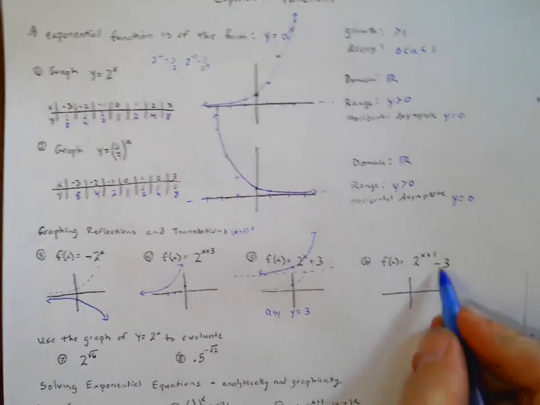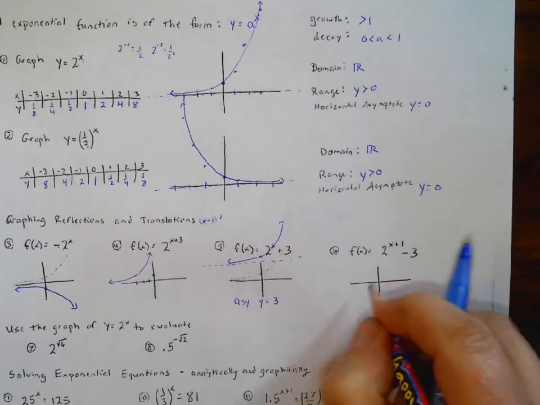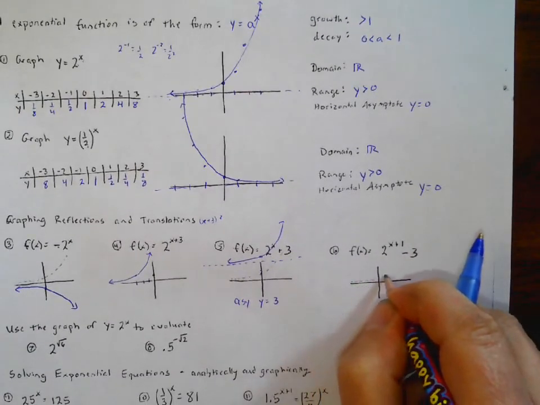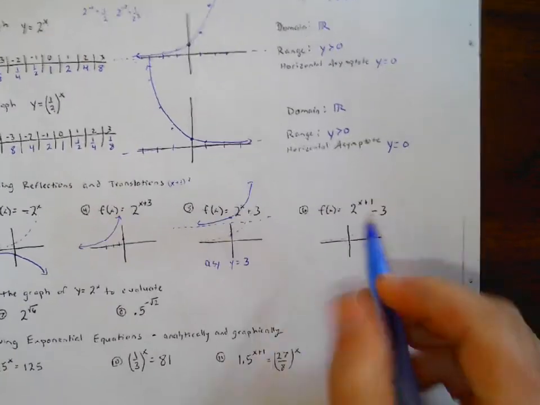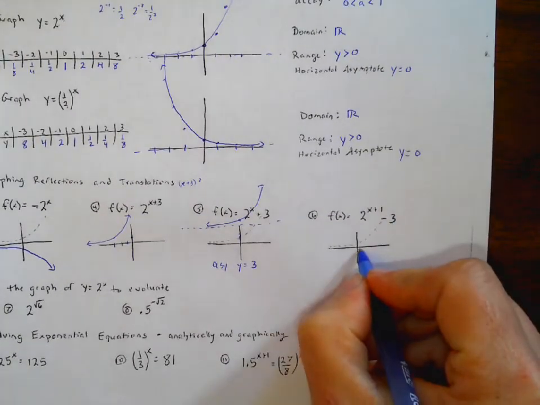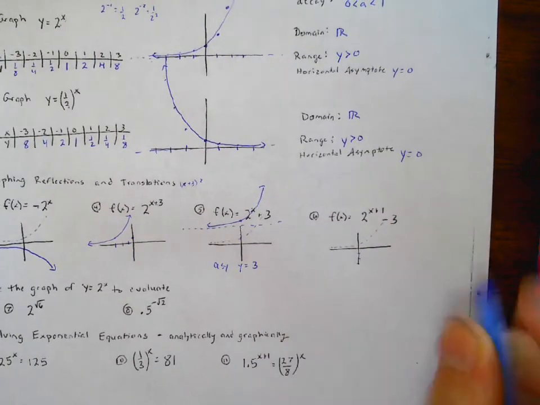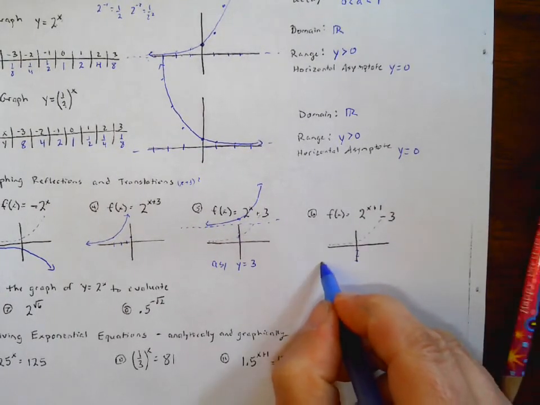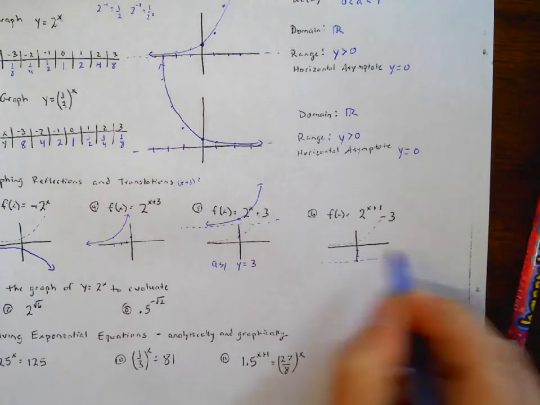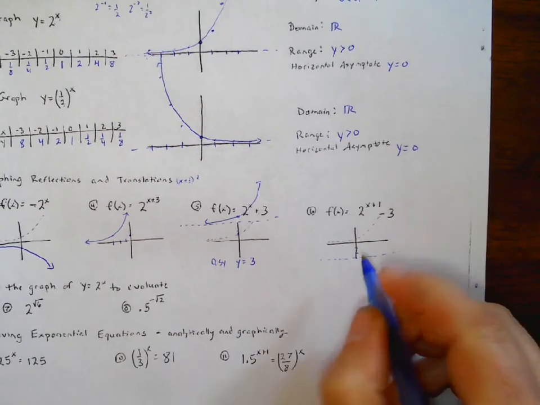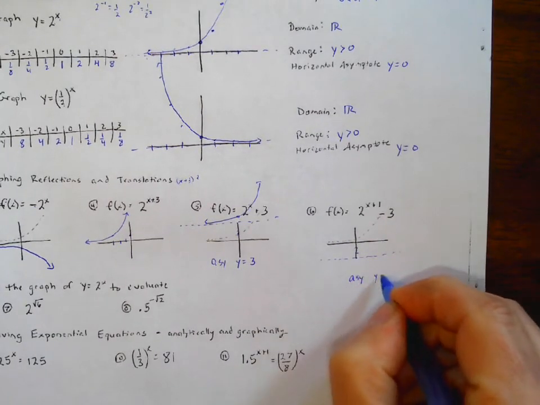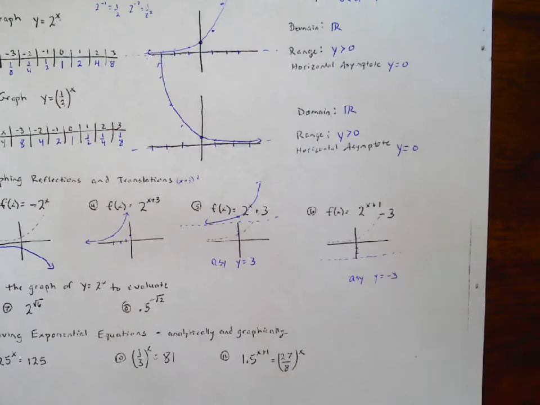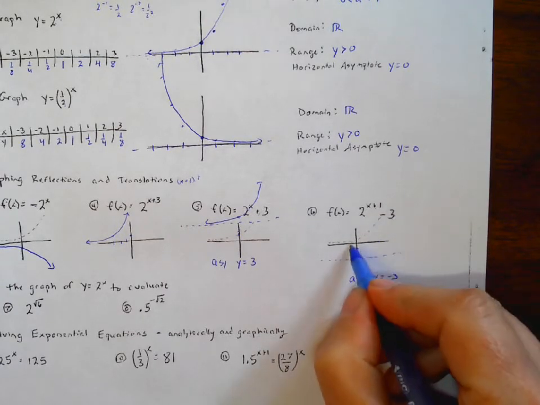So what does this one do? Compared to my original graph, just 2 to the x looks like this, right? So it's going to shift down 3. So now my asymptote is down here, instead of at 0, it's down here at -3. So our asymptote is at y is equal to -3. And it's also shifting left 1.